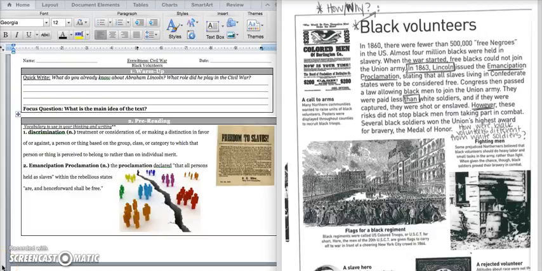Good morning. Have your book open to the section that says Black Volunteers. It is on page 34 and 35. Right now we're going to complete this first section.